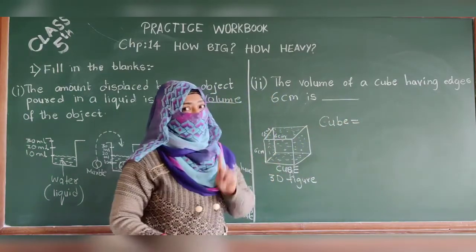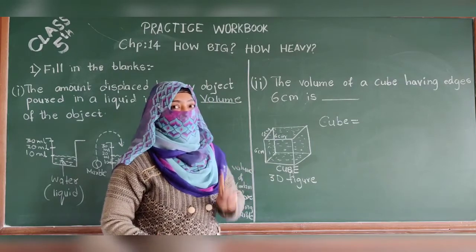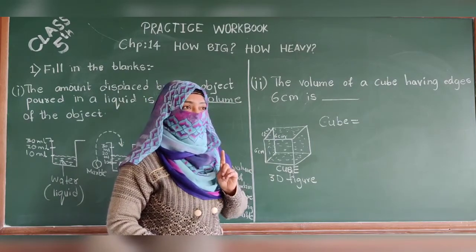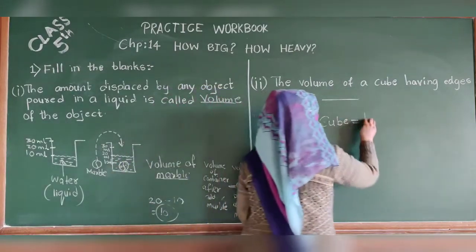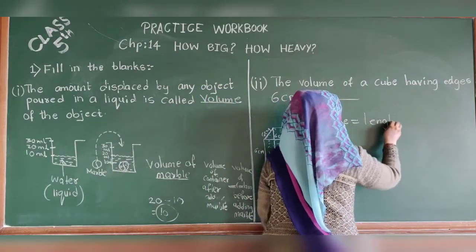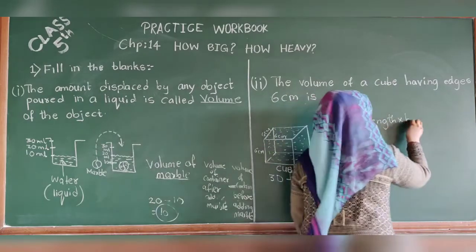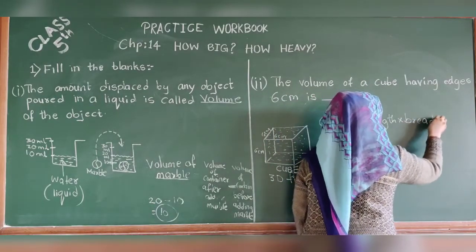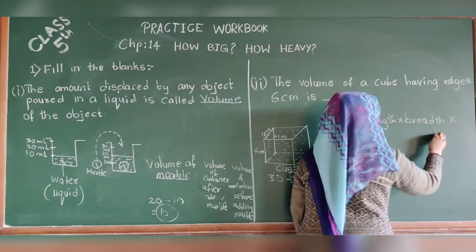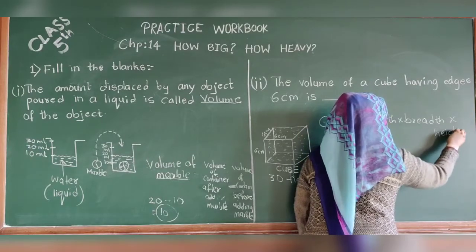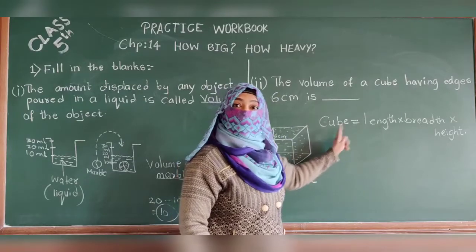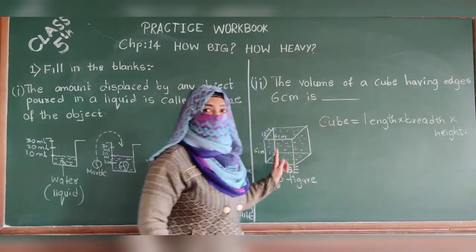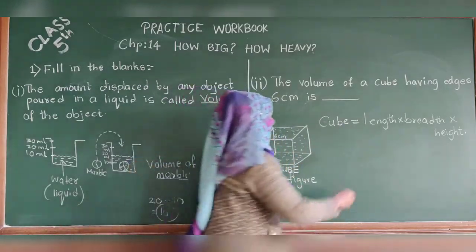Now, if it is a cube, all the sides are equal. First of all, let me tell you how the volume is measured using the formula. It is always length multiplied by breadth multiplied by height. You remember? Just keep this formula in your mind. Now this is a cube where length is 6.